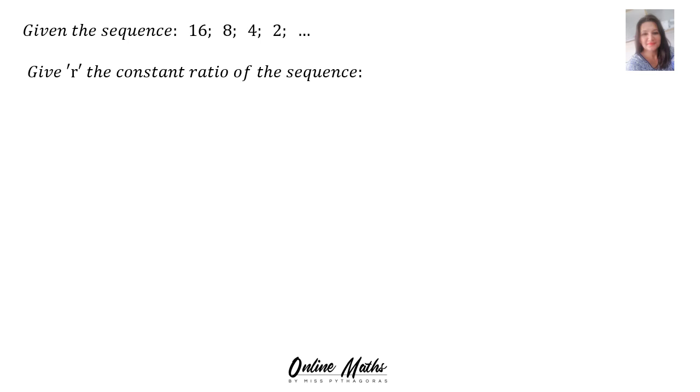Given the sequence 16, 8, 4, 2, give R the constant ratio of the sequence. Now we know that 16 is term 1 and 8 is term 2. So the formula for the constant ratio R is term 2 divided by term 1. So it's 8 divided by 16, and then we say 8 goes in itself once, 8 goes into 16 twice. Therefore, the constant ratio R is equal to a half.